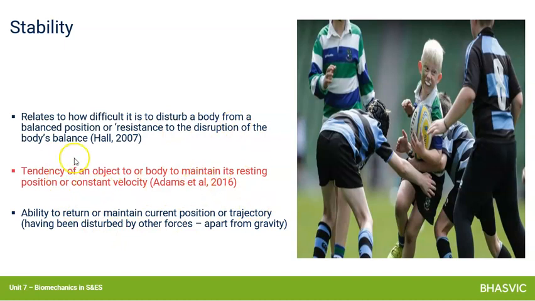So here are some definitions there. This is from literature. This is the blue textbook. So to be stable, we want to be able to maintain balance, whether still or moving, and not necessarily be vulnerable to toppling and becoming imbalanced.